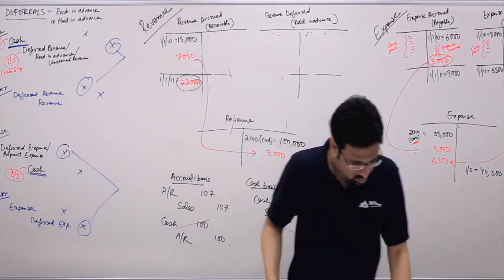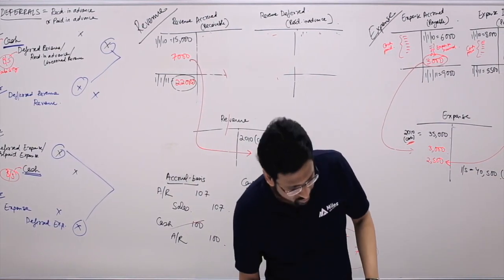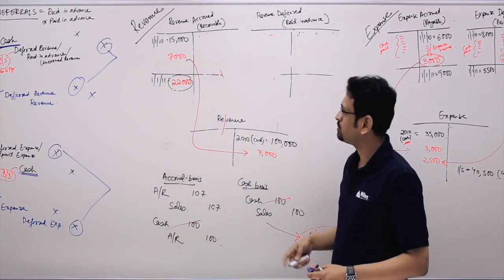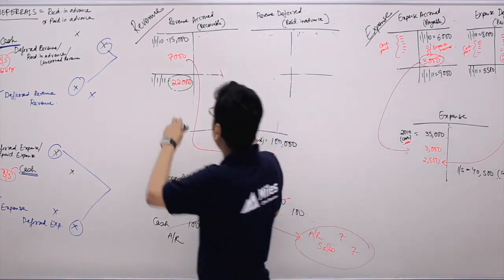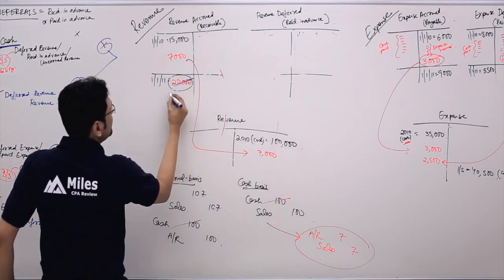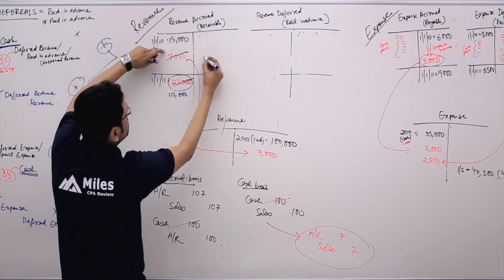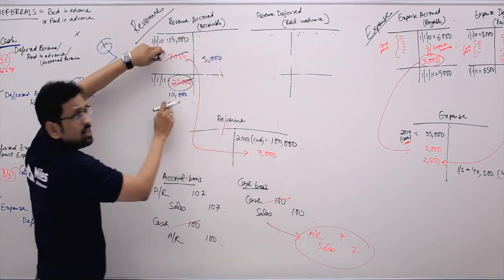Look at the second one here. What if the correct balance in accounts receivable was $10,000? So if instead of $22,000, this was $10,000. In that case, it should have been 15 minus 5 to give us 10.